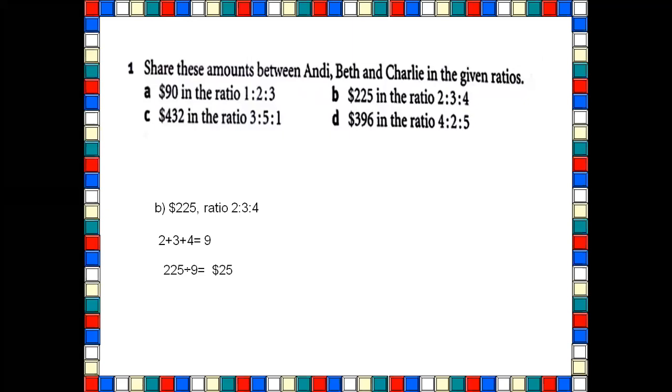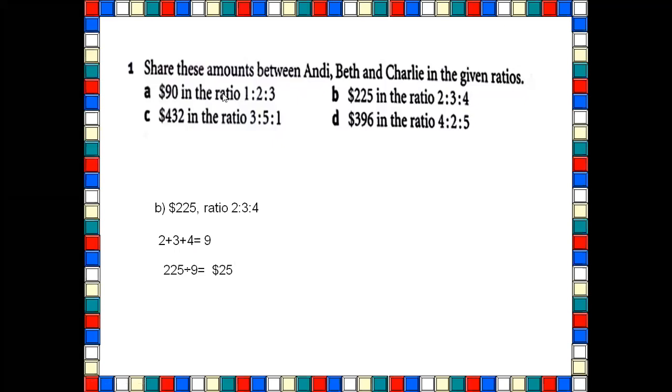So that will equal, this is the answer, $25. Okay, we're not done yet. Then we divide 25 by 2, 3, and 4. We divide the 25 by what? By the ratios, which is 2 and 3 and 4. You actually want to multiply 25.